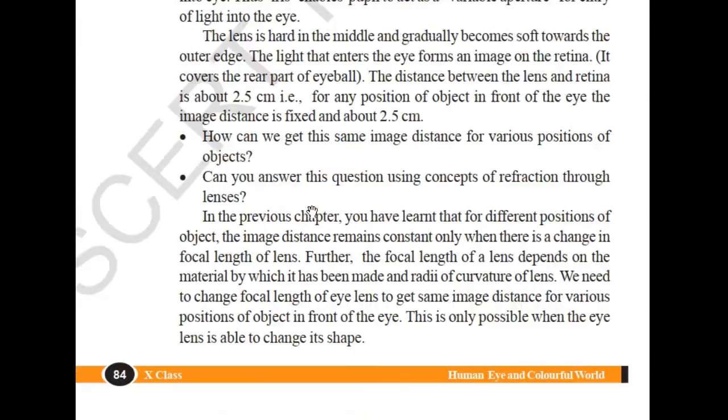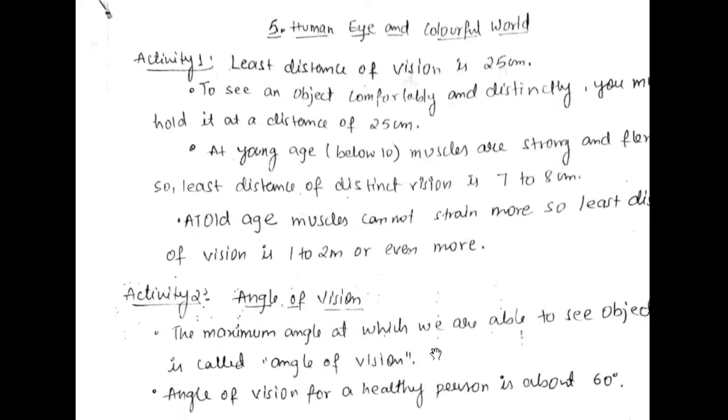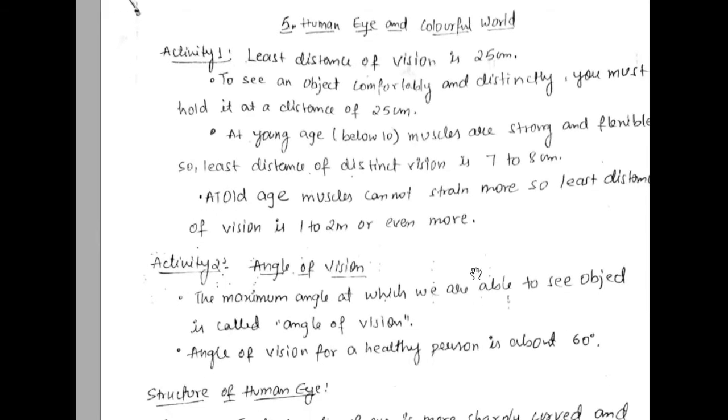Before starting this, let me revise the things which we have already learned. I will just take one minute. See, the first activity is related to the human eye. Here we have learned in activity 1 that the least distance of vision is 25 centimeter, and to see an object comfortably a person must hold it at a distance of 25 centimeter. The least distance of vision varies from person to person. For children below 10 years it is 7 to 8 centimeter, and for old age it is 1 to 2 meters or even more.